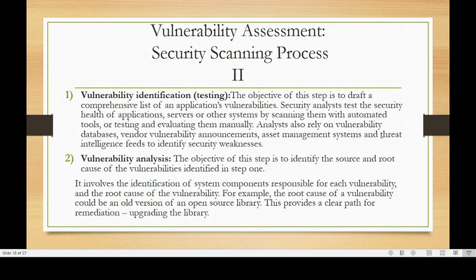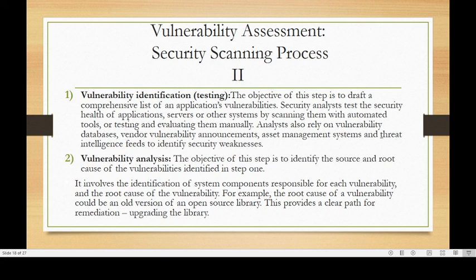On testing, the objective is to document a list of application vulnerabilities. Security analysts test the security health of applications, servers, or other systems using manual or automated tools. We can use tools like Nessus. Analysts refer to vulnerability databases such as the CVE data, which is from NIST, vendor vulnerability announcements, asset management systems, and threat intelligence feeds.